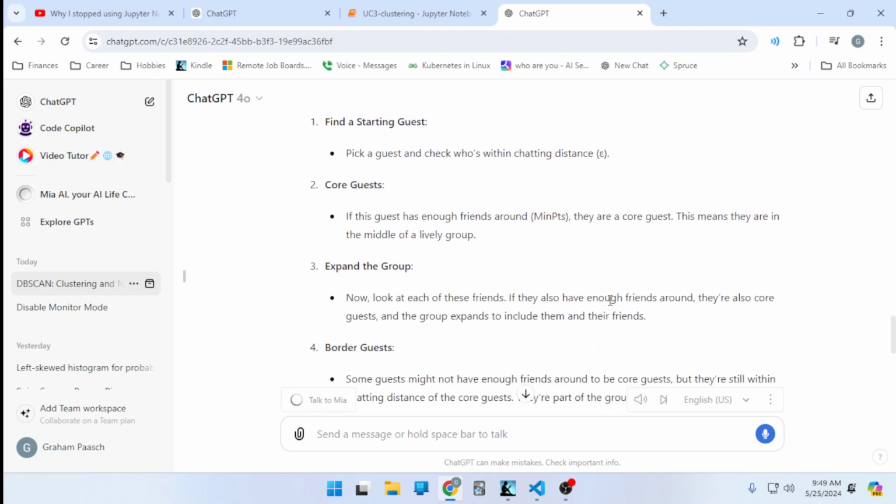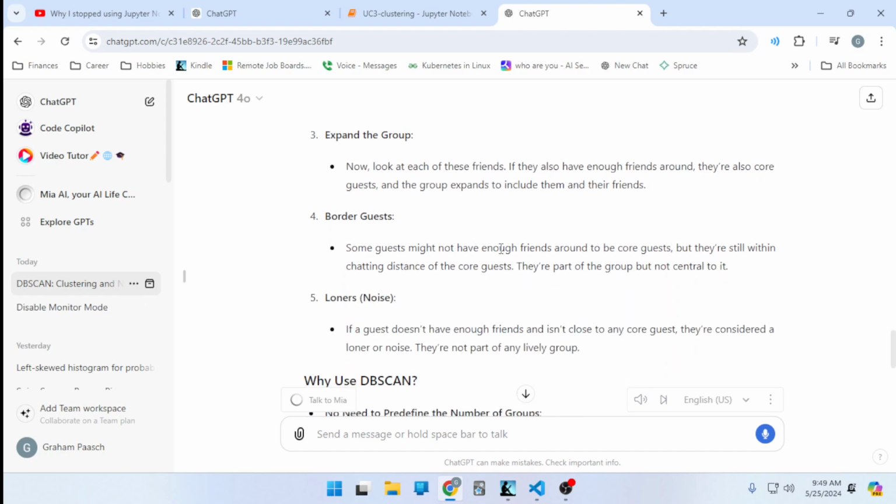Expand the group. Now, look at each of these friends. If they also have enough friends around, they're also core guests, and the group expands to include them and their friends. Border guests. Some guests might not have enough friends around to be core guests, but they're still within chatting distance of the core guests. They're part of the group, but not central to it. Loners, noise. If a guest doesn't have enough friends and isn't close to any core guests, they're considered loners or noise. They're not part of any lively group.